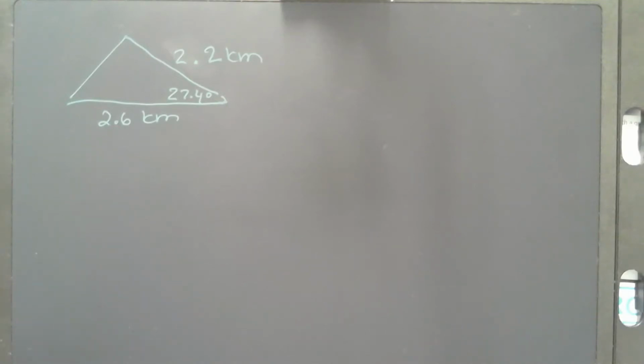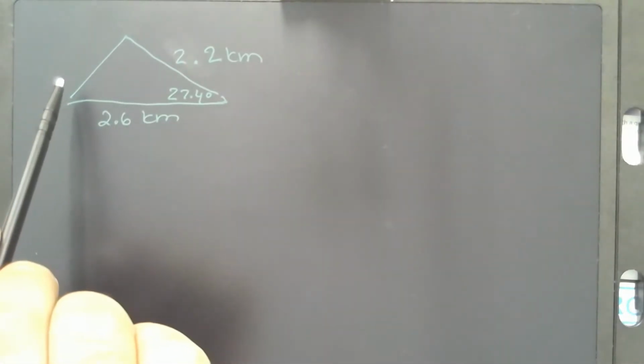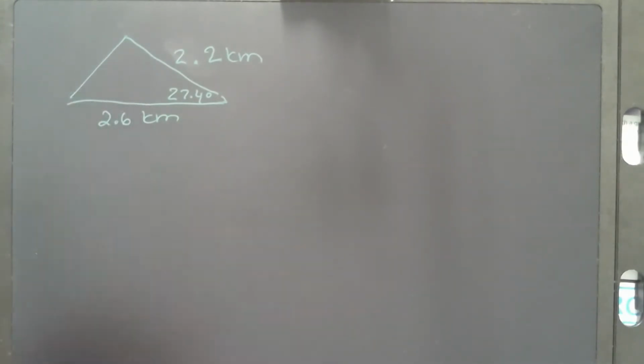Alright, we have this particular triangle. We're trying to find the missing pieces. We're trying to find this side. We're trying to find this angle. And we're trying to find this angle.